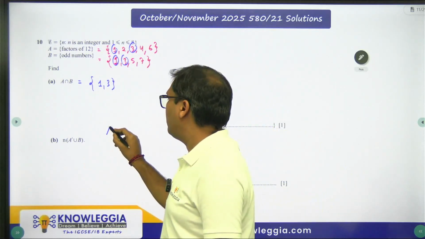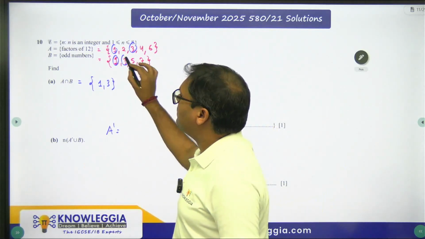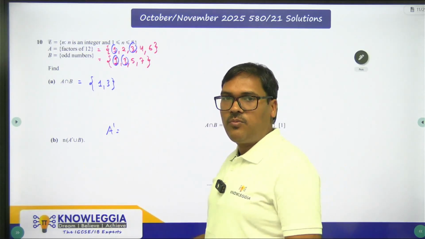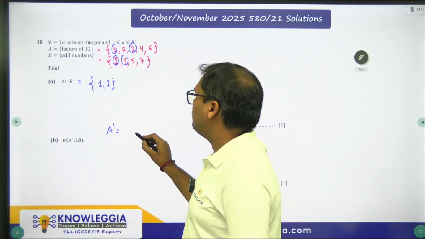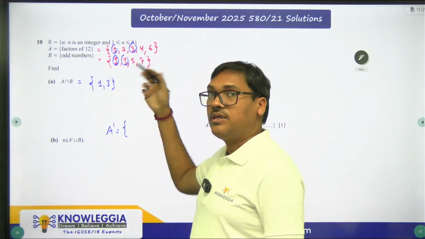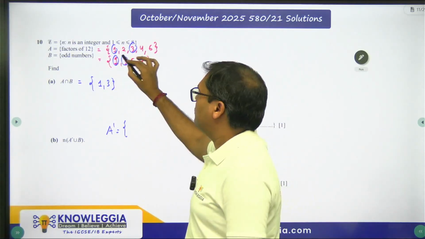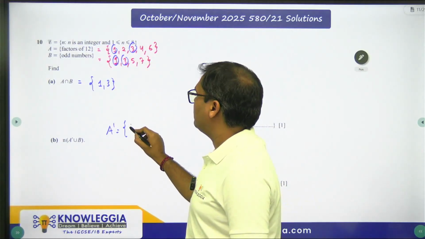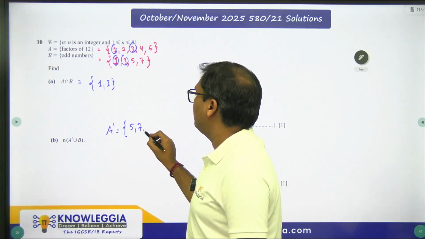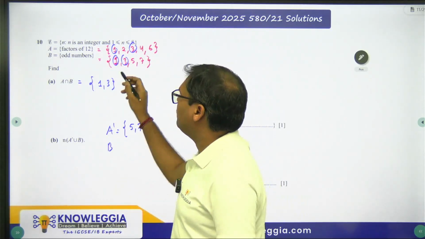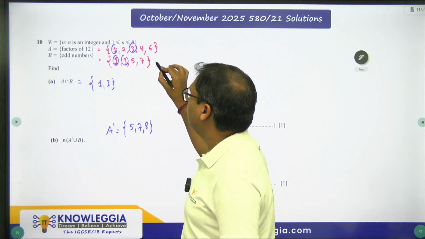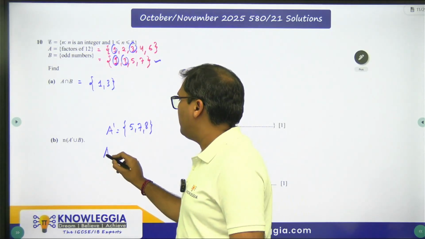What is A complement? You can see this is A. So what is A complement? All the values which are not in A in the universal set. So what are the values which are in the universal set but not in A, outside A? You can see this is 5, 7, 8. This is A complement. And what is B? We already have this B.